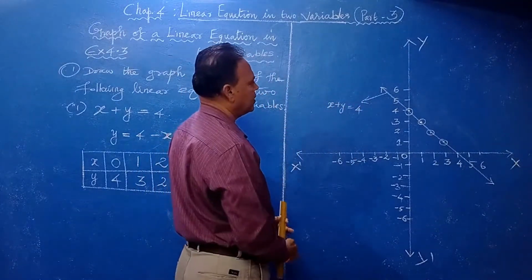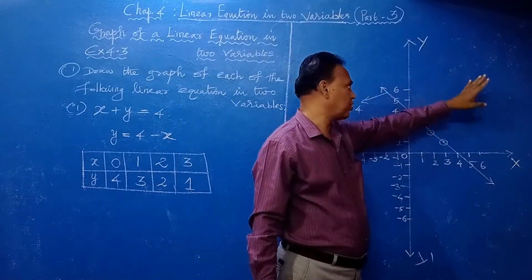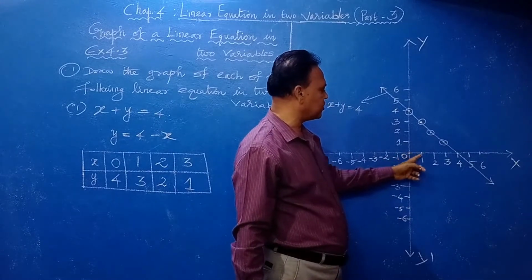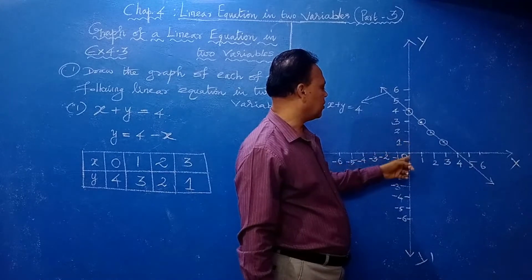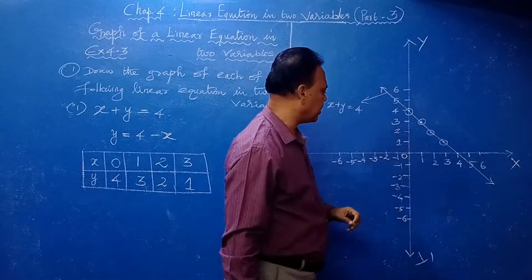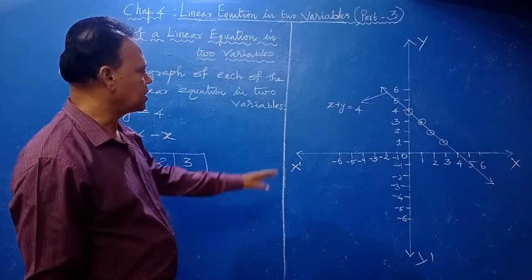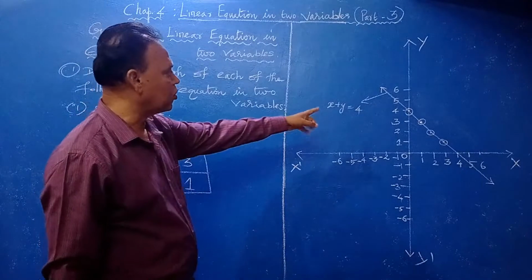Here is the scale we have, that is not compulsory. If you want to write the scale, x axis 1 centimeter is 1 unit. Clear? Here, y axis also 1 unit, 1 centimeter. Clear? So, this is a graph of x plus y equal to 4.